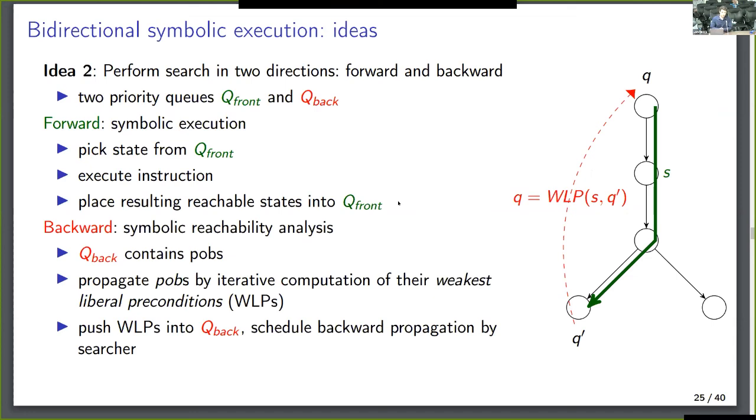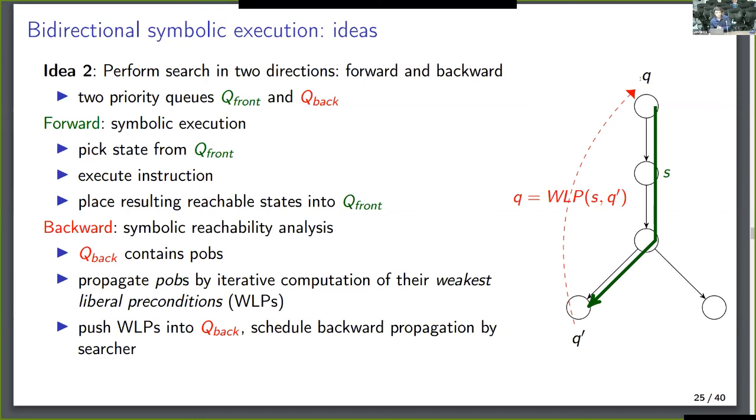And the second step is the backward step. So here we apply some techniques from the so-called symbolic reachability analysis. The idea is to store these proof obligations in the second queue, queue back, and we propagate proof obligations instead of states by iteratively computing their so-called weakest liberal preconditions. So if we have some state that has approached the proof obligation, then we might backward propagate this proof obligation to the beginning point of this state.